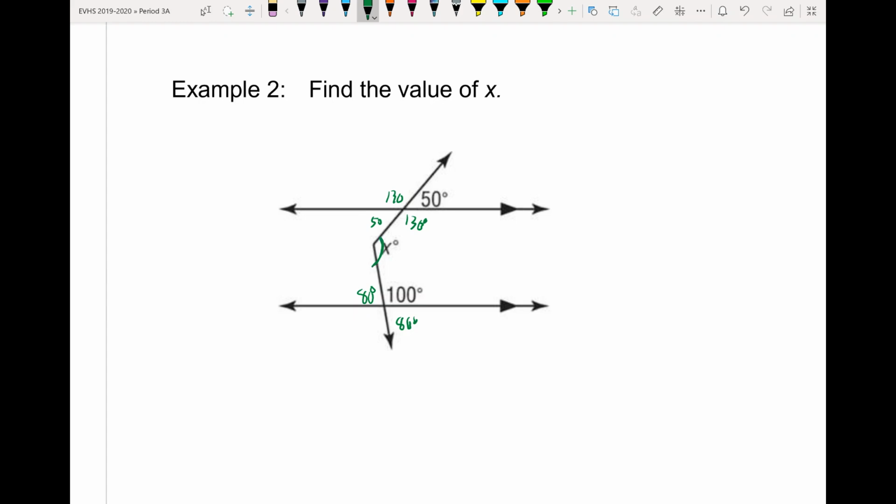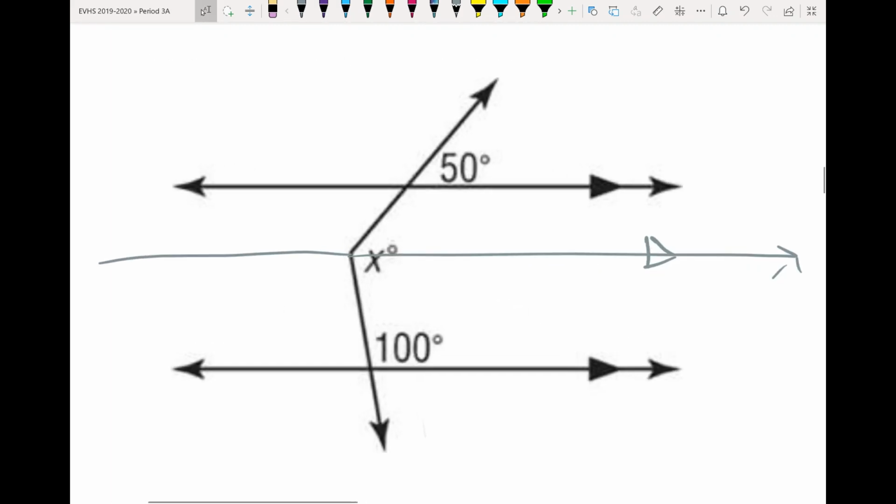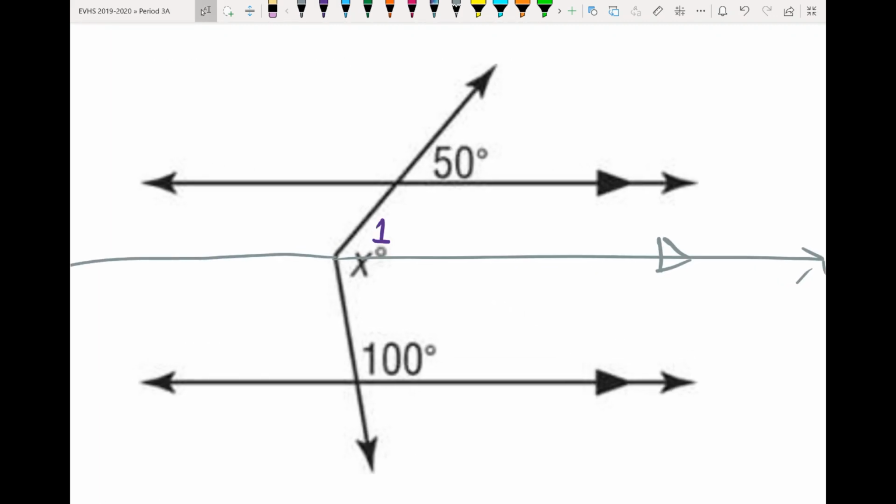Now, this one's a little bit tricky. Here's what the trick is. We're going to draw in an auxiliary line. We're going to draw in a line there, and yes, I missed it. Let me try to do that better. We're going to draw in another line here that is also parallel. Now, what that does is it creates two more angles. That gives me angle 1 and angle 2. Just label them whatever you want, but I'm choosing 1 and 2.